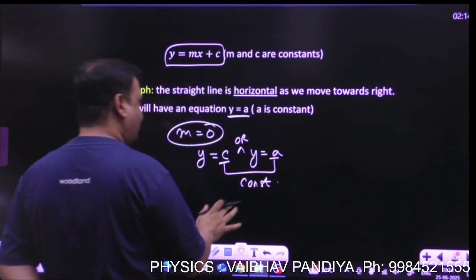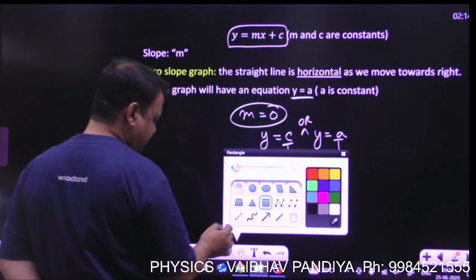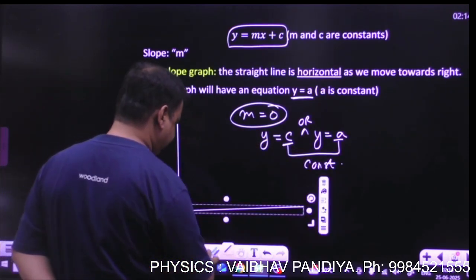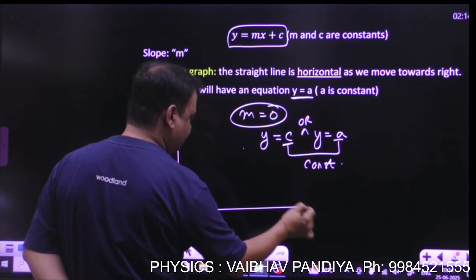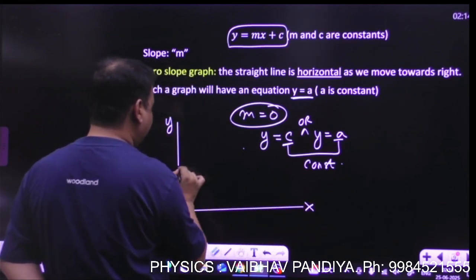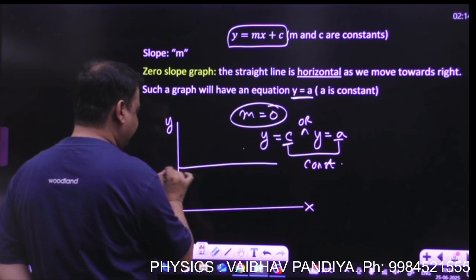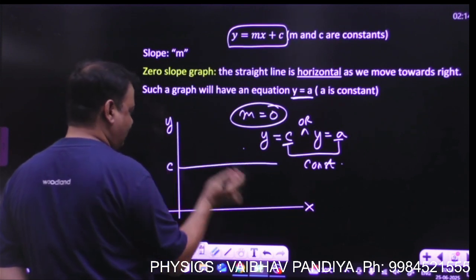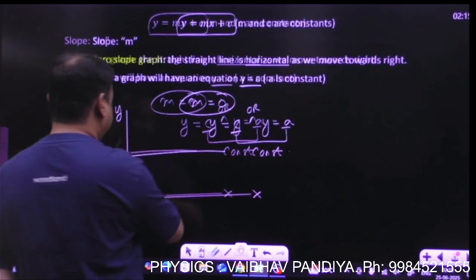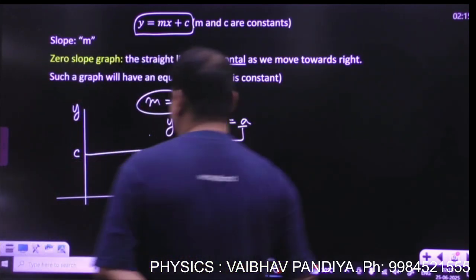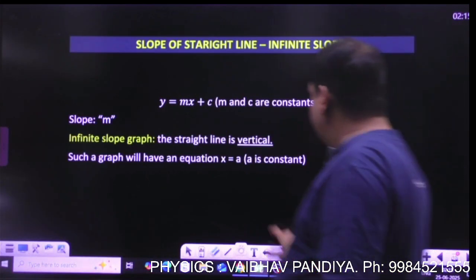So in such kind of graphs, y will be independent of x. Y will not depend on x. So if you are changing x, y will not change. So you'll get a horizontal line passing through y is equal to which value? C or a. This is the graph of which function? Y is equal to c, correct? Now let's see.